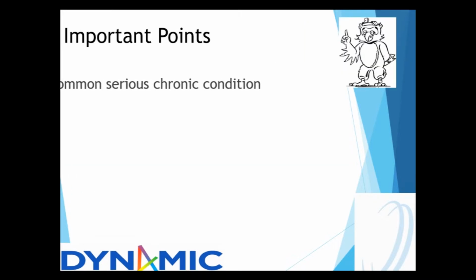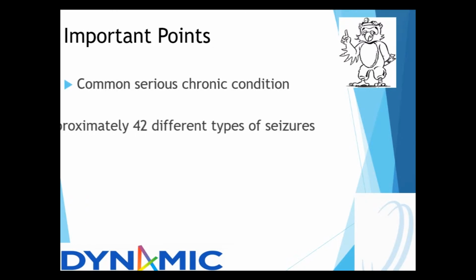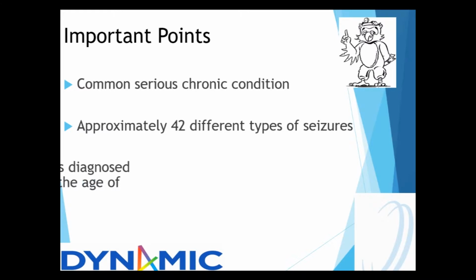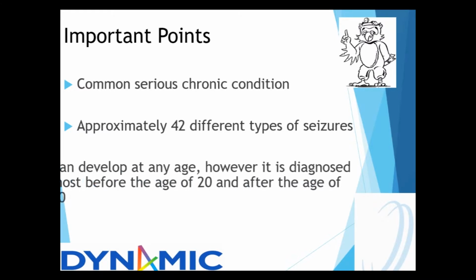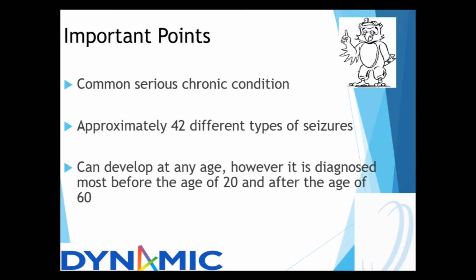Some important points. It's a common serious chronic condition. There are approximately 42 different types of seizures. It can develop at any age. However, it's diagnosed most before the age of 20 and after the age of 60. And it's very individual, specific to the person.